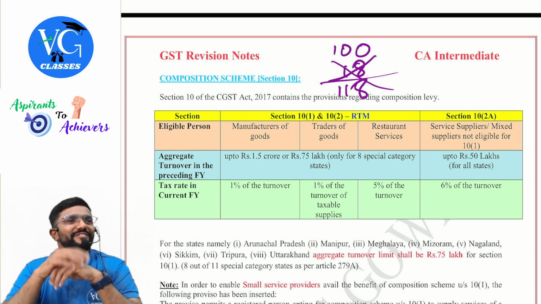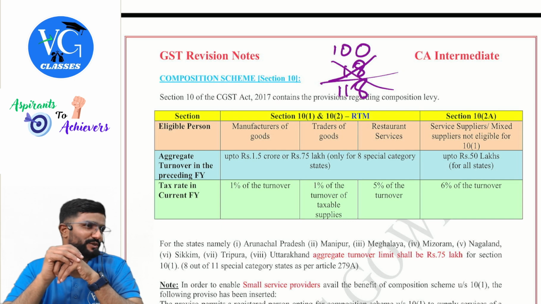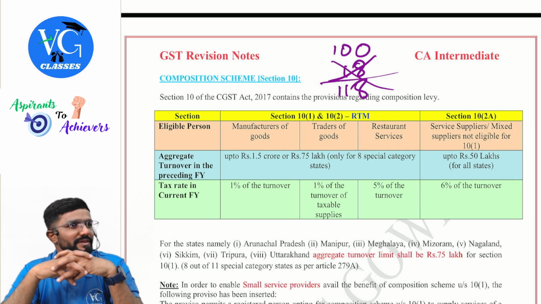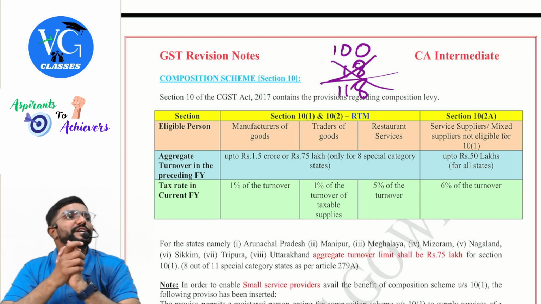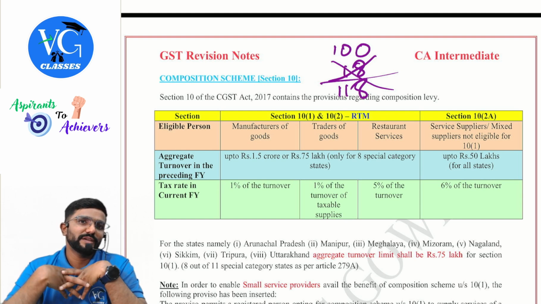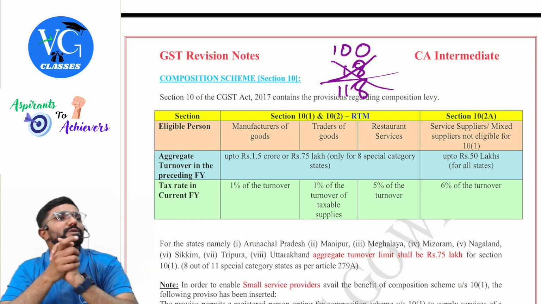But obviously, when there is one benefit, it will come with some disadvantages also. What is it, sir? I cannot charge GST to my customer. I cannot claim input tax credit on my inward supply. I cannot supply outside the state, meaning my outward supply cannot be outside the state. Sir, can my inward supply be outside the state?